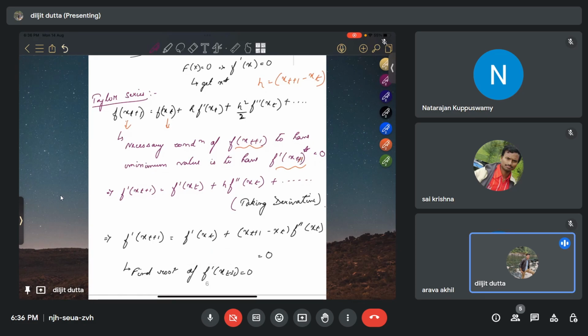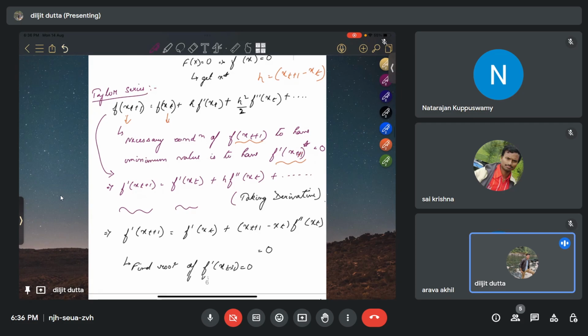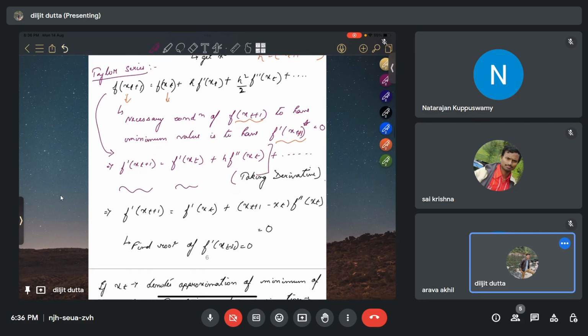So we will take the derivative of this Taylor series. We will take the derivative for both the left hand side and the right hand side. So f dash of x_{t+1} is equal to f dash of x_t plus h into f double dash of x_t, plus other small terms. We are concerned only with the first 3 terms, because these are enough for getting the first order accurate solution.